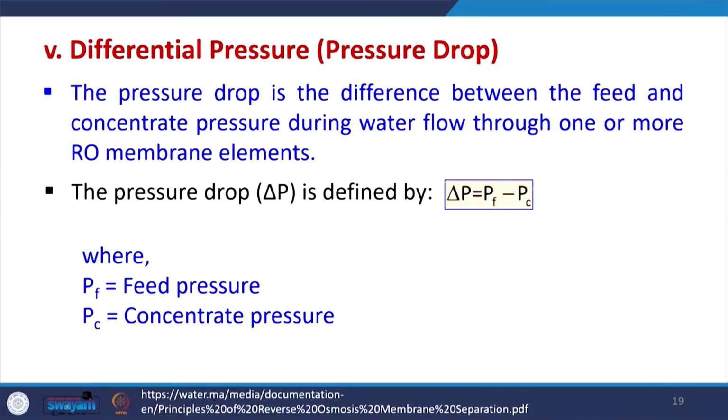Now, what is the differential pressure under which we are operating? The pressure drop between the feed pressure and the concentrate pressure is called the differential pressure, or the pressure drop across the RO membrane.